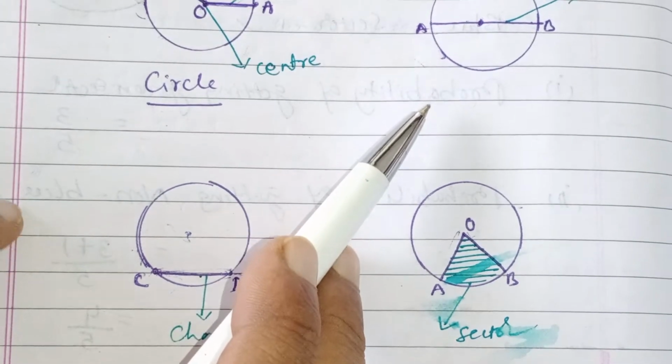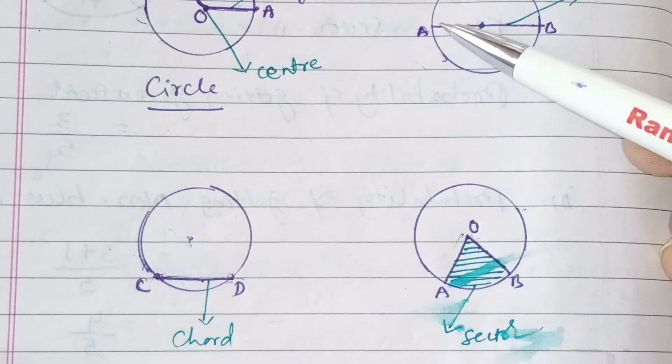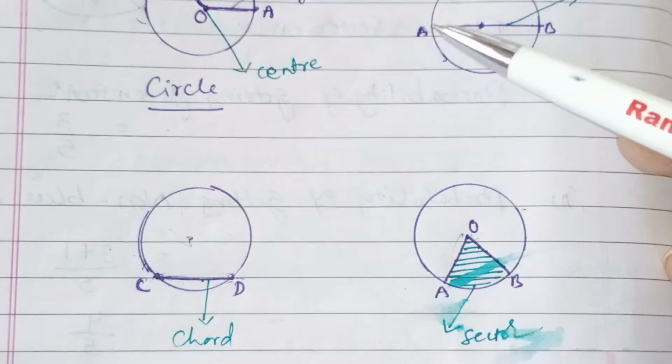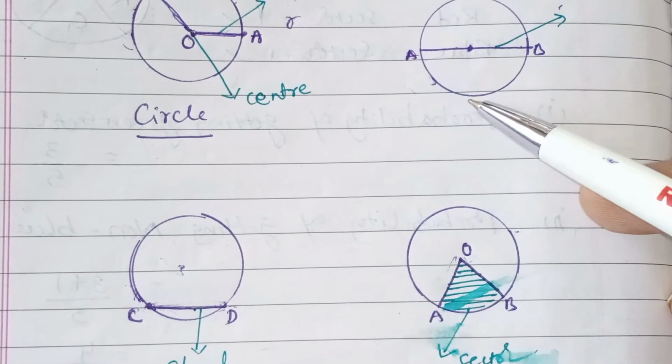So another important point is a diameter is also a chord. See, both the points are on a circle, so diameter is also a chord.